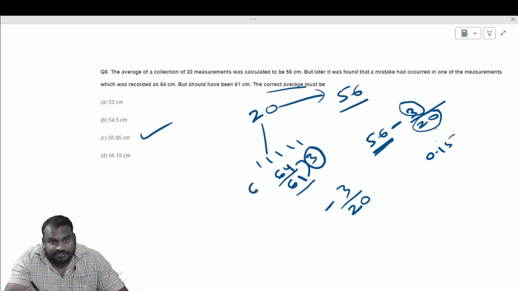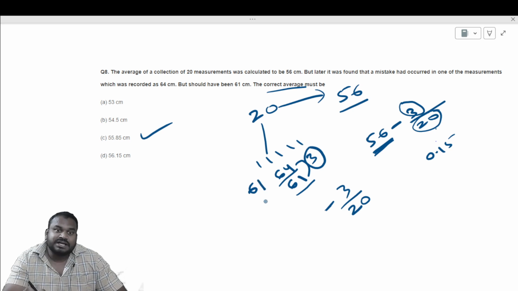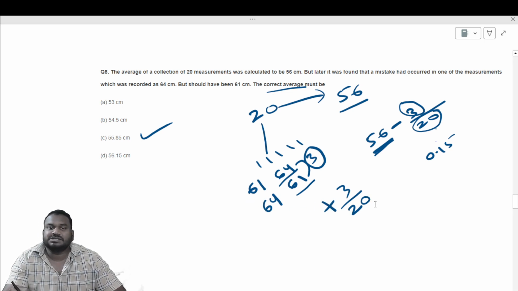Suppose instead of 64, 61 is added, but actually it should be 64. If this is given like that, then what will you do? Then instead of minus, you will do plus 3 by 20. So 56.15 will become the answer.